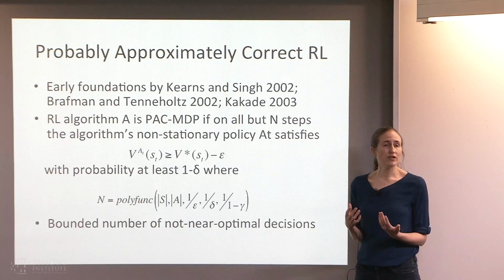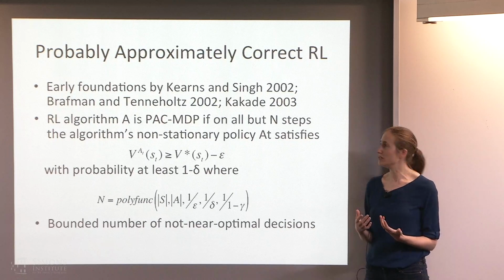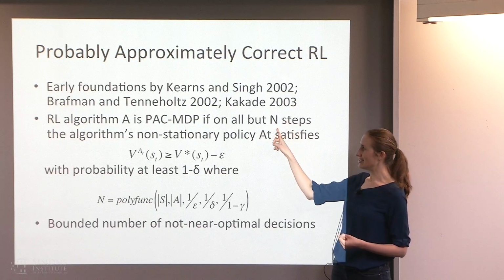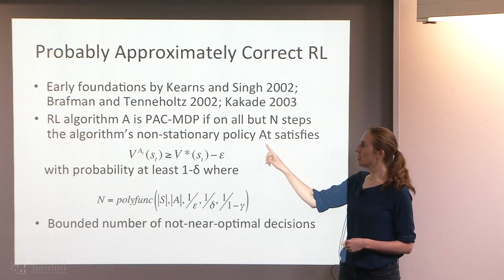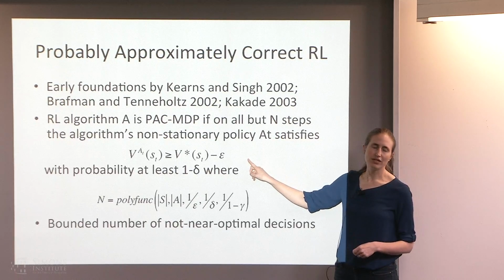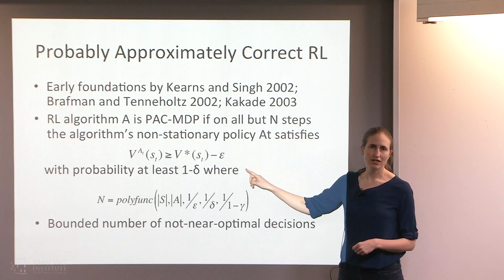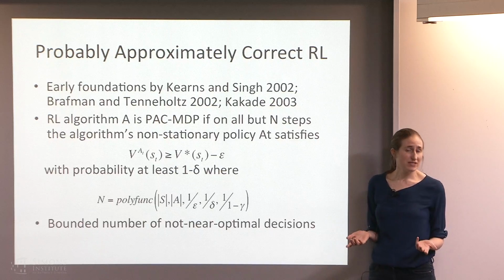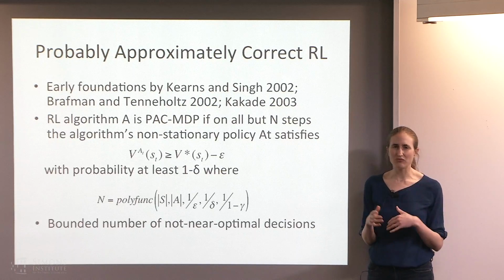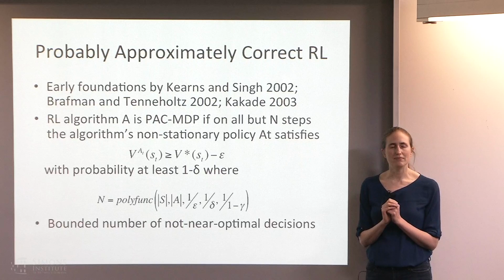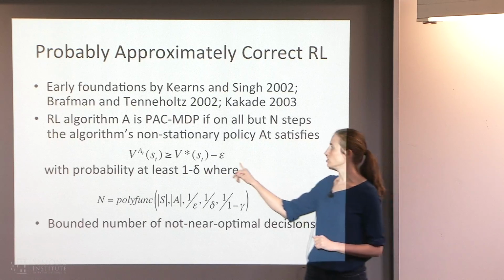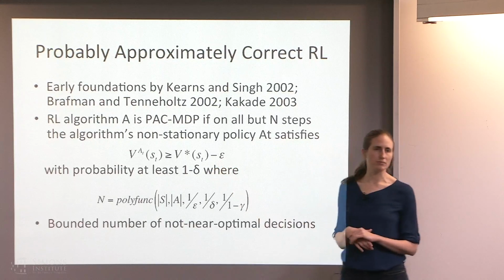We're going to say a reinforcement learning algorithm is PAC if on all but n steps, where n is some finite number, the algorithm is near optimal in the decisions it makes. So it's saying that we might make a bounded number of mistakes. We might screw up and make really dumb decisions n times. But aside from that, we're going to make decisions that are epsilon close to optimal.